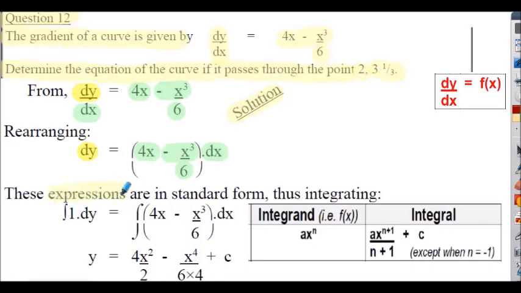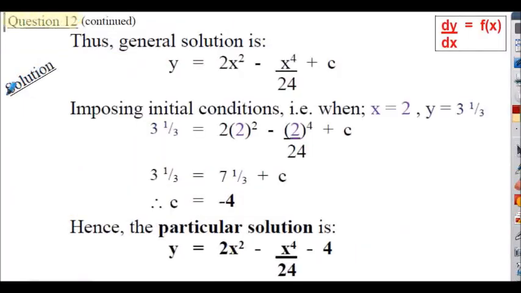Again, these expressions are in standard form, so we can integrate as per the table shown here. I'll let you review the integration process, all standard integrals here. Essentially, y is equal to 4x squared divided by 2 minus x to the 4 divided by 6 times 4 plus the constant of integration. Question 12, solution continued. So we now have our general solution. So y is equal to 2x squared minus x to the 4 divided by 24 plus c. Just tidied up the right hand side from the previous slide.